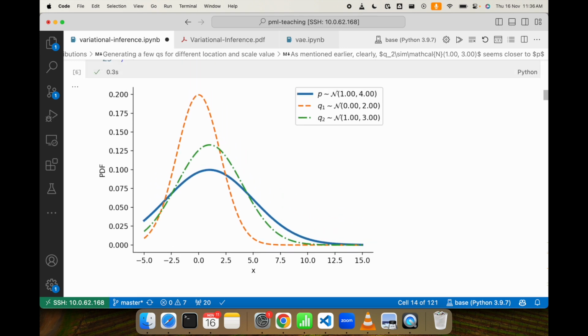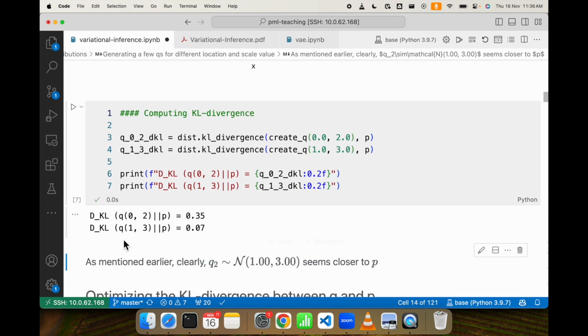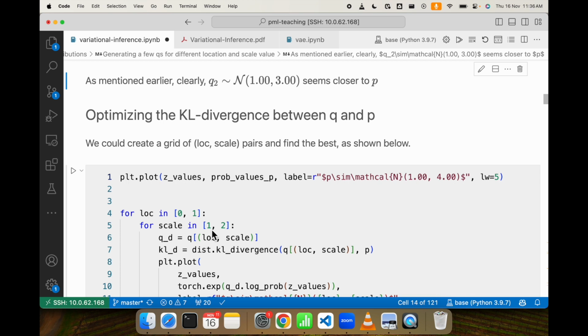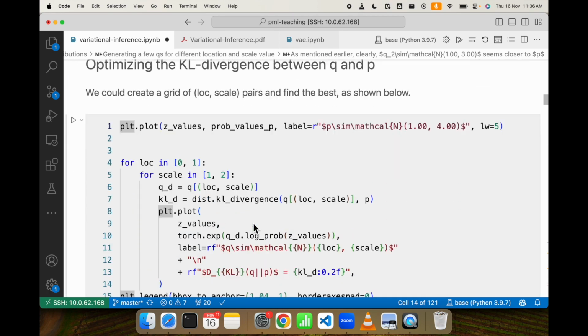Previously we said that Q2 seems to be closer to P in terms of KL divergence, and we did confirm that the KL divergence between Q2 and P is much lesser. Then we said the next thing was to optimize the parameters of Q so that we can minimize the KL divergence between Q and P.